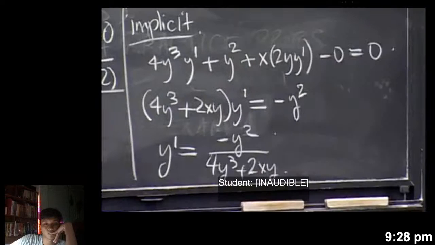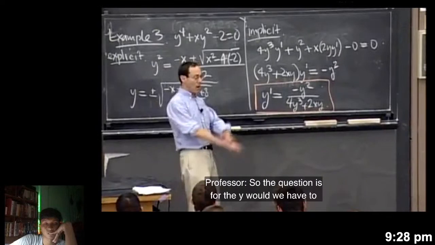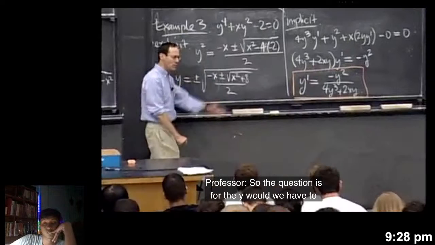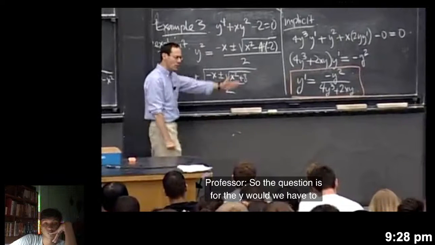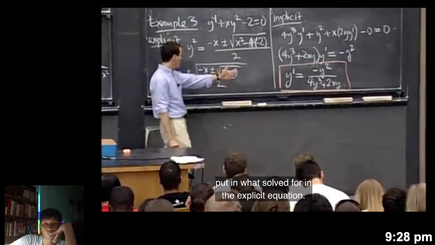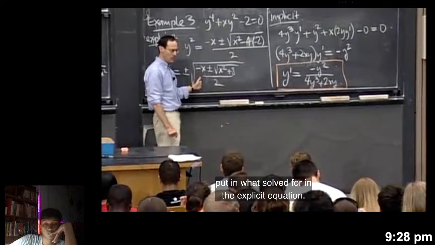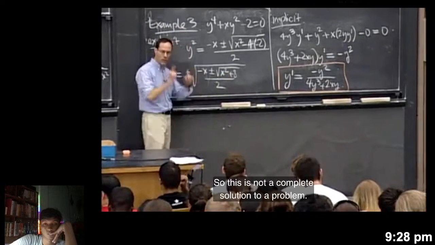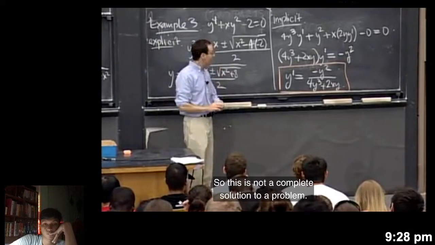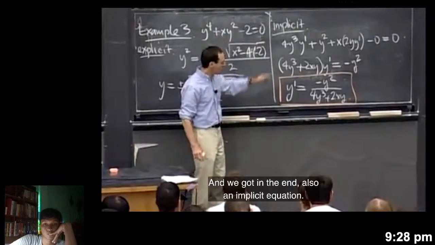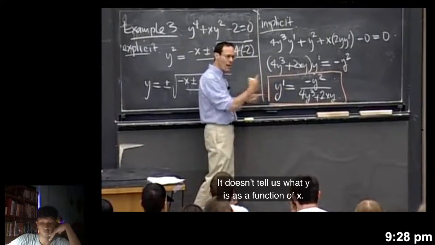So the question is, for the y, would we have to put in what we solved for in the implicit equation? And the answer is absolutely yes. That's exactly the point. So this is not a complete solution to a problem. We started with an implicit equation, we differentiated, and we got, in the end, also an implicit equation. It doesn't tell us y as a function of x. We have to go back to this formula to get the formula for y.